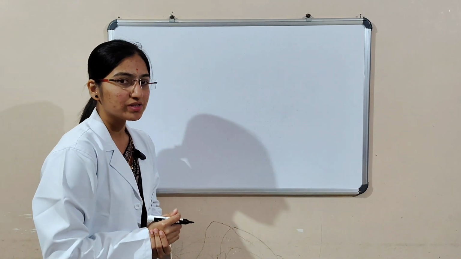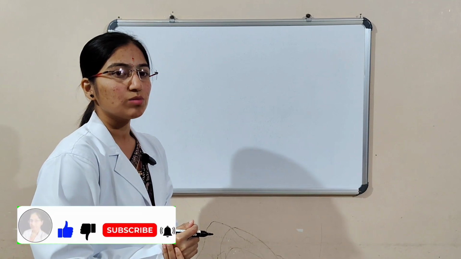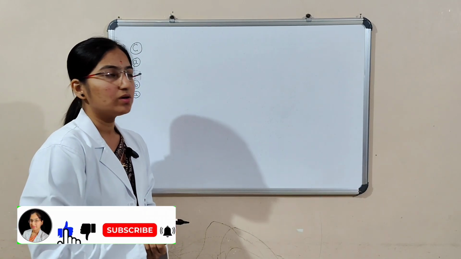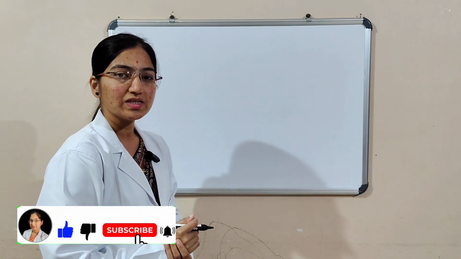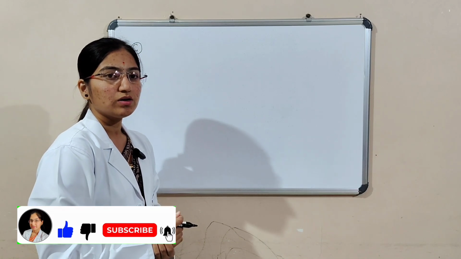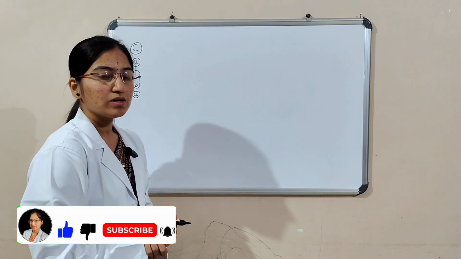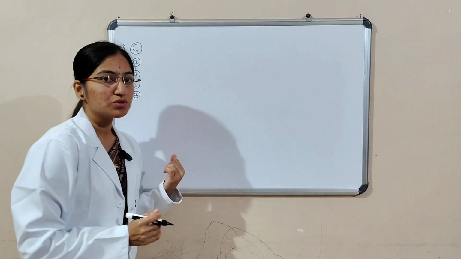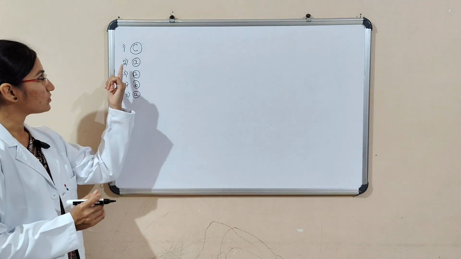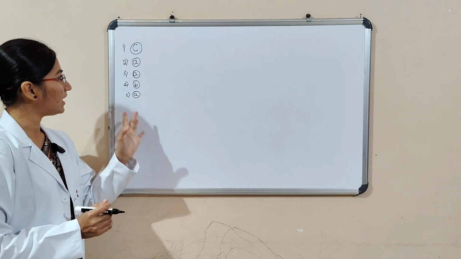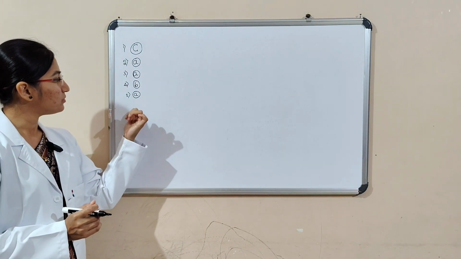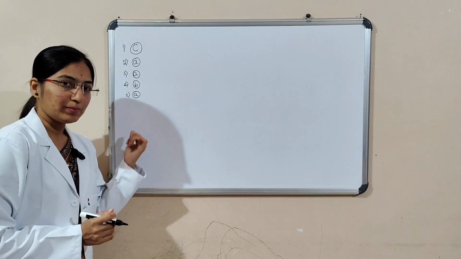Last class we had discussed regarding Hodgkin disease. Some of the questions I had given on the topic Hodgkin disease, congenital megacolon, some MCQs I had given. The answers I am going to show now. First one is C, second one is A, third one is A, fourth one is B, and fifth one is A.